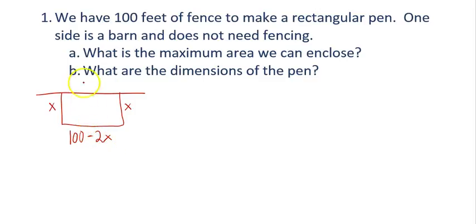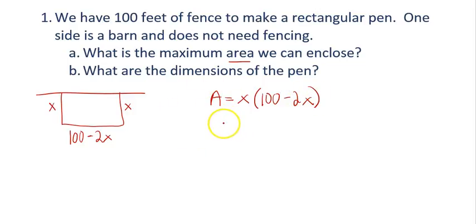Okay, well, what are we trying to maximize? We are trying to maximize our area, and if you think about how you get the area of a rectangle, it's length times width. And the two sides of our rectangle are X and 100 minus 2X. So that would be how I would find that area.